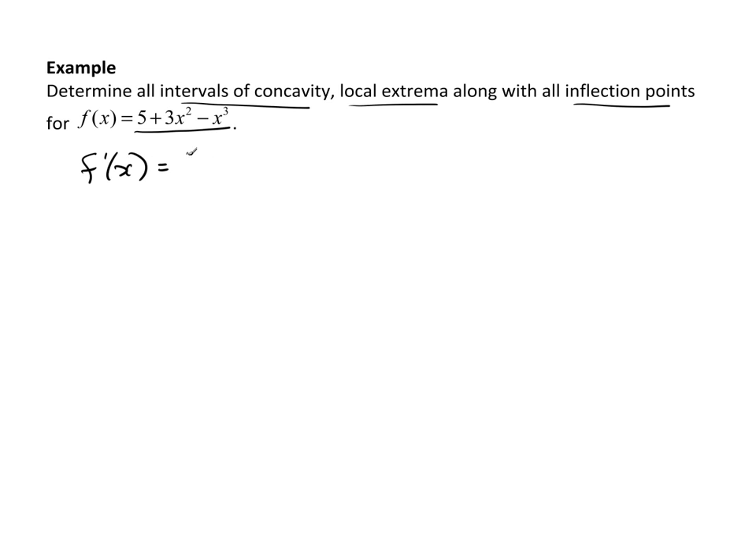So f prime of x will be 6x minus 3x squared, which, because I'm going to be setting this equal to 0, I think I'm going to factor this and write it as 3x times 2 minus x. And now I can see from here I have a critical value at x equals 0 and x equals 2. So these are candidates for local extrema.